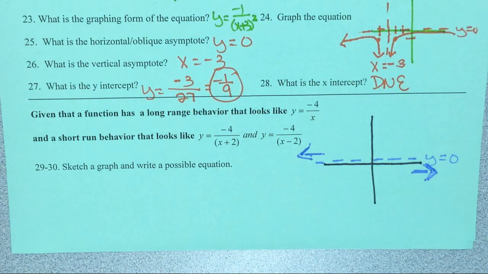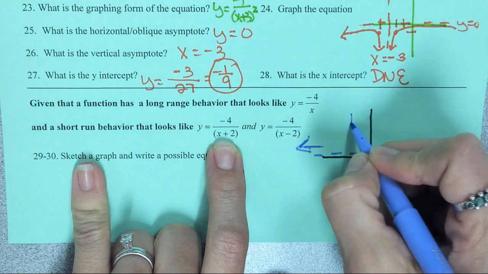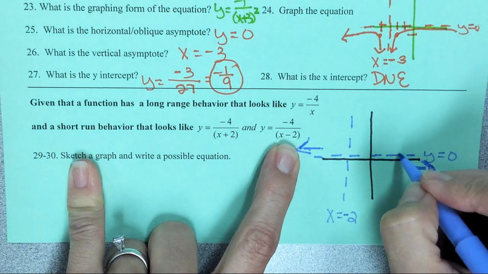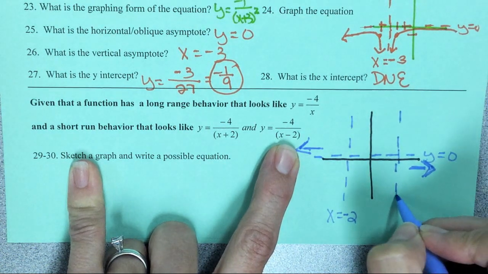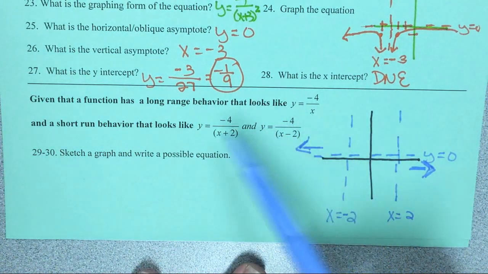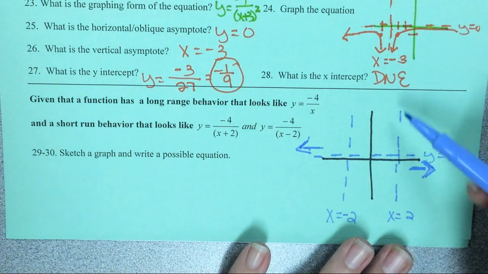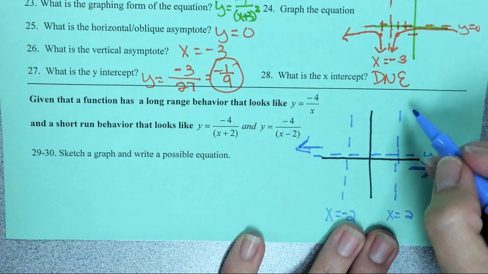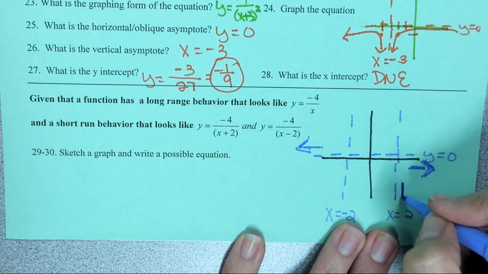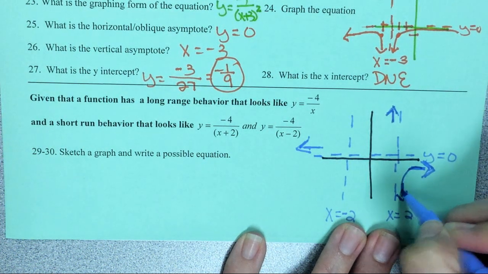Then they tell me my short run behavior. I'm going to have a vertical asymptote at x equals negative 2. And I'm going to have another one at positive 2. And they tell me at both of these, we're going to go in the negatives of what I would normally do. So when I'm at positive 2, my positive would be up and then down. But I'm going to do the negative. So I'm going to go down here and up over here. I'm going to do the opposite of what I normally do. So far it looks kind of like this.